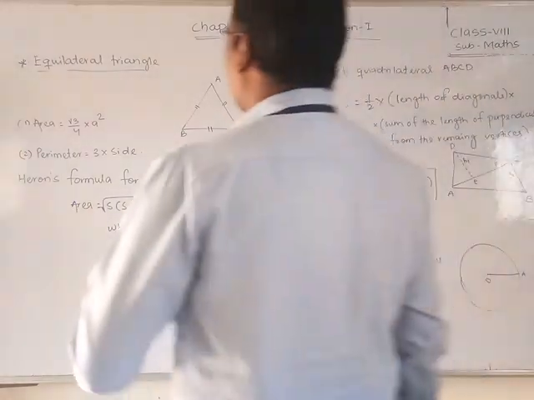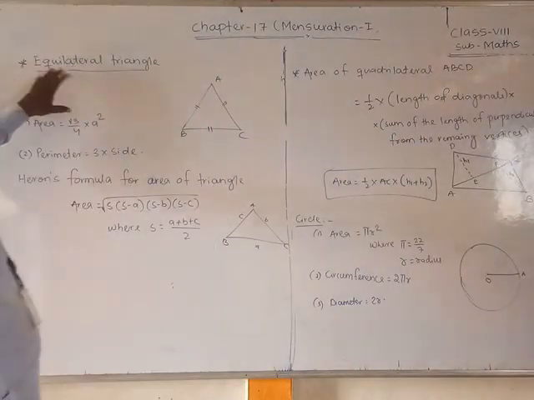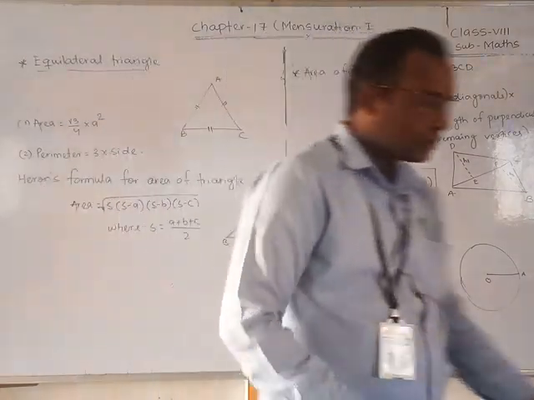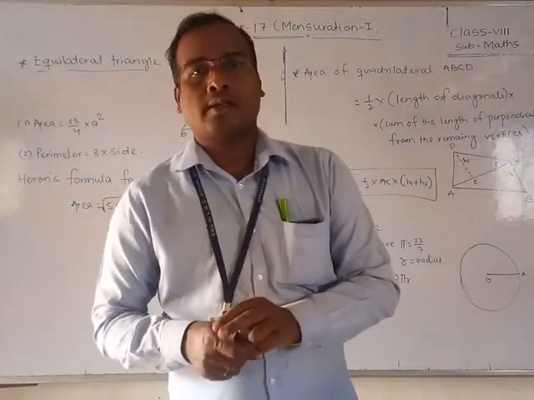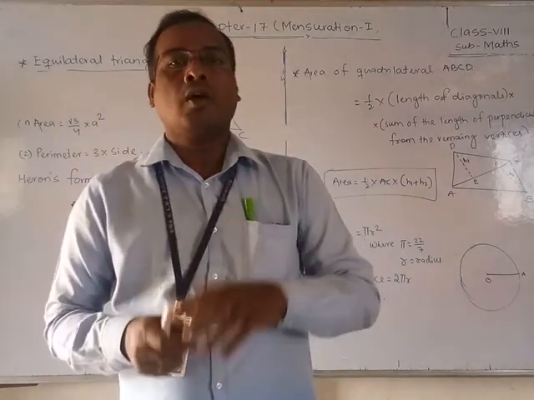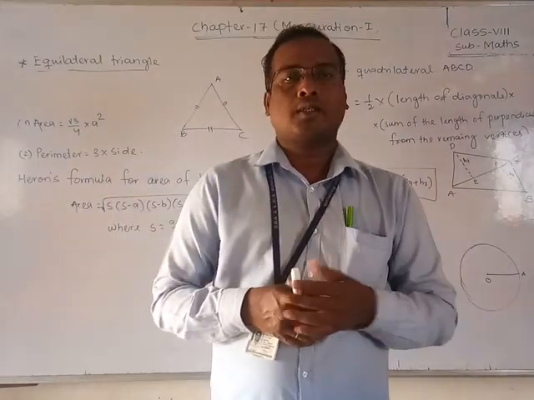So now, students, we will discuss the different triangles. I already told you about the equilateral triangle. So what is an equilateral triangle? Equilateral triangle means all sides are equal. The triangle which has all sides equal is called an equilateral triangle.